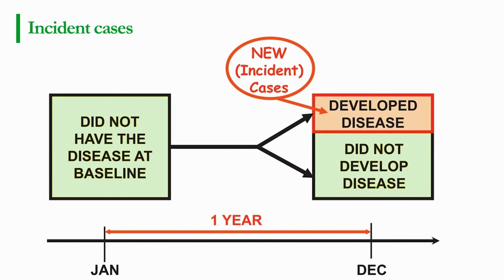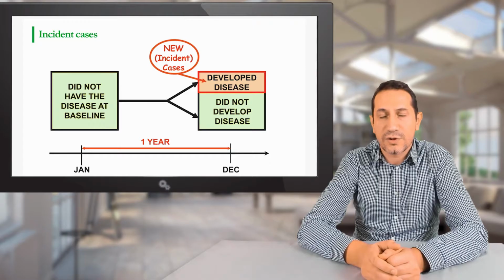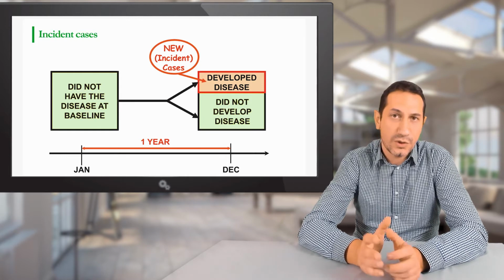And if we follow through a year, of course, new cases will develop disease, and those are called incidence cases. And as we said, if we calculate the prevalence for this period, we would account for both new and old cases. And if we calculate the incidence, we would account only for the incidence cases, so the new ones.